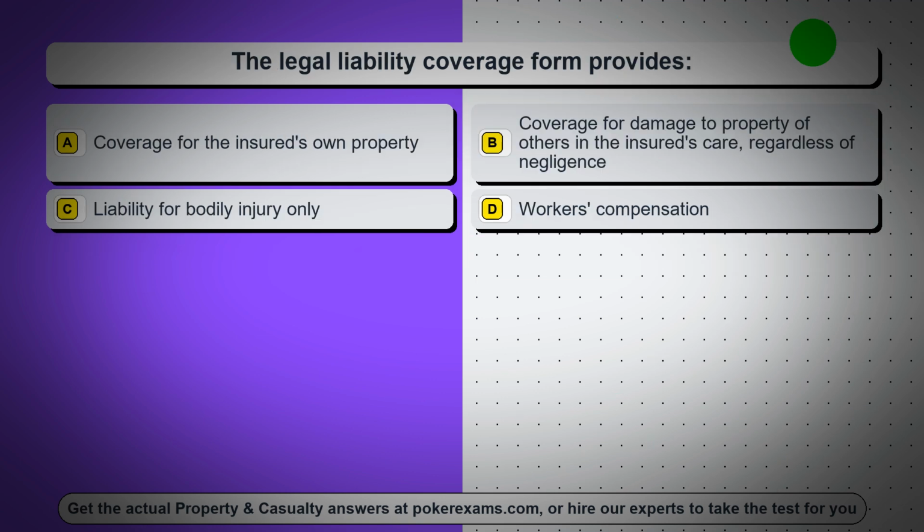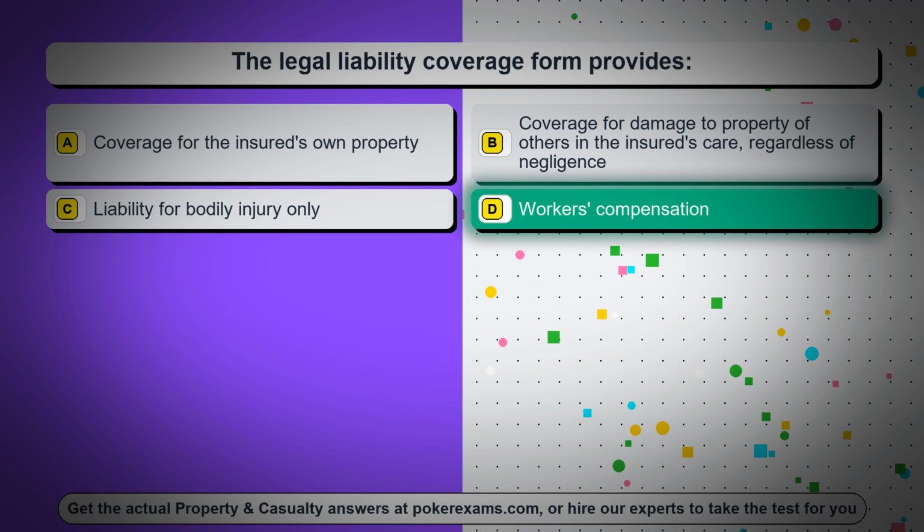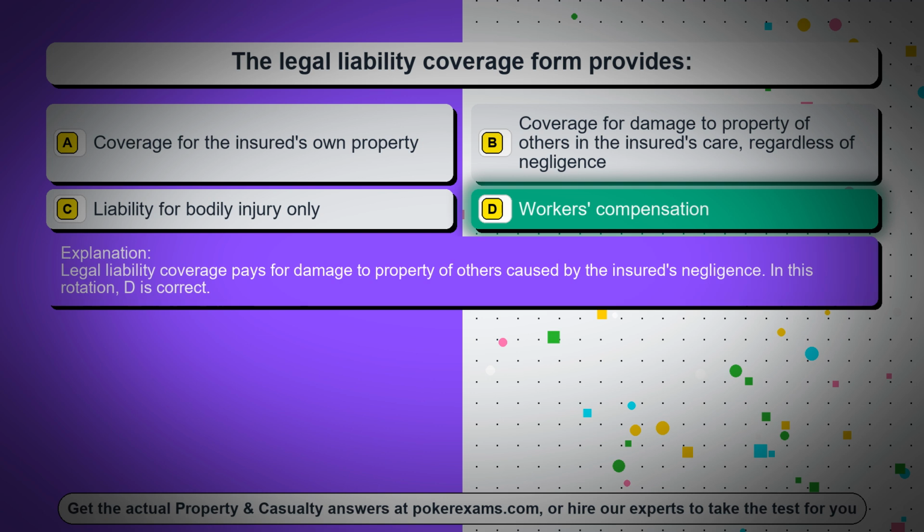Question 39. The legal liability coverage form provides option A, coverage for the insured's own property. Option B, coverage for damage to property of others in the insured's care, regardless of negligence. Option C, liability for bodily injury only. Option D, workers' compensation. The correct answer is option D, workers' compensation. Legal liability coverage pays for damage to property of others caused by the insured's negligence. In this rotation, D is correct.